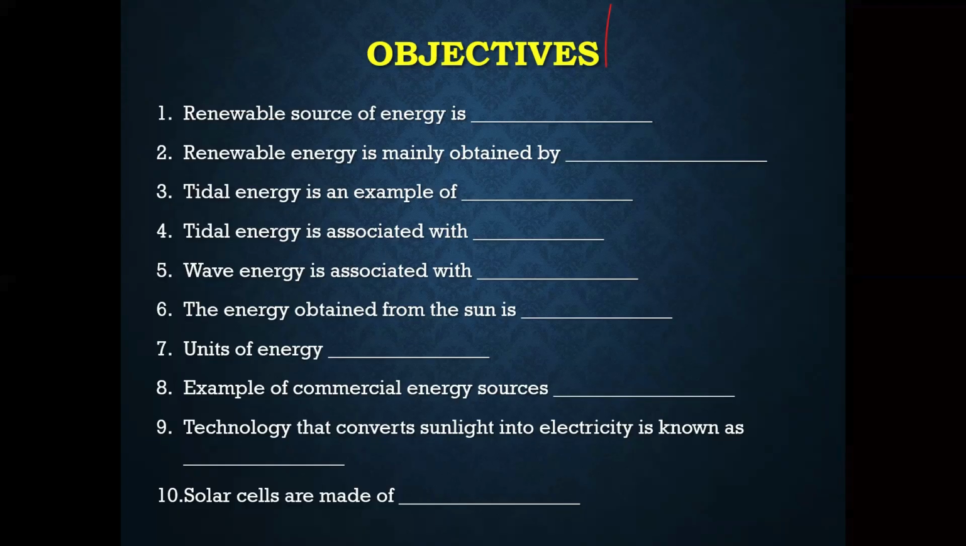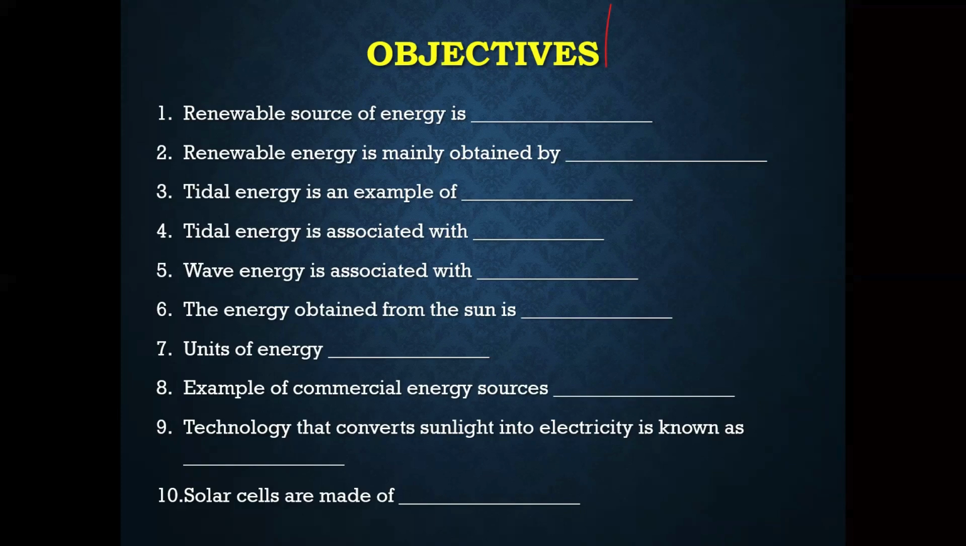The energy that is obtained from the sun is known as solar energy. Units of energy: joule. Newton meters or joules. Newton is the unit of force, and meter is the unit of distance. So Newton meter or joule. Examples of commercial energy sources are coal, petrol, oil, natural gas.